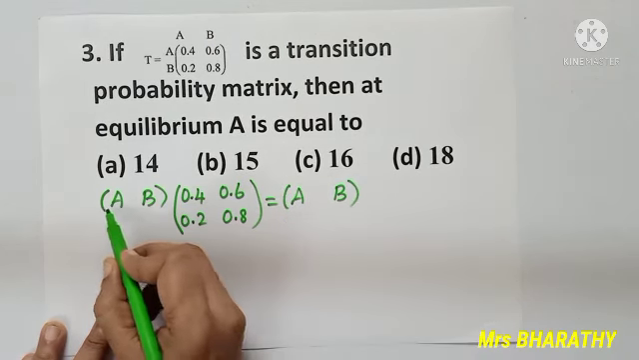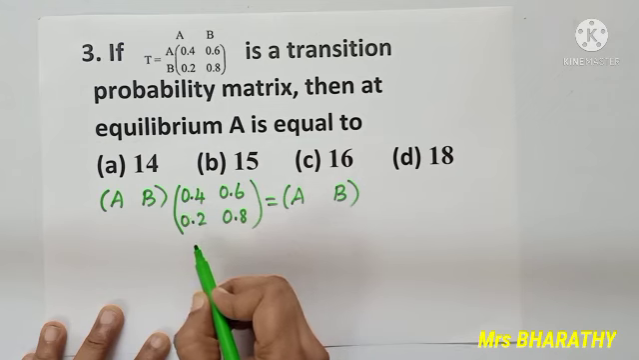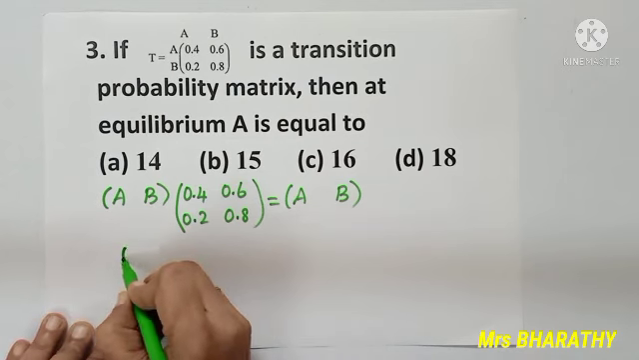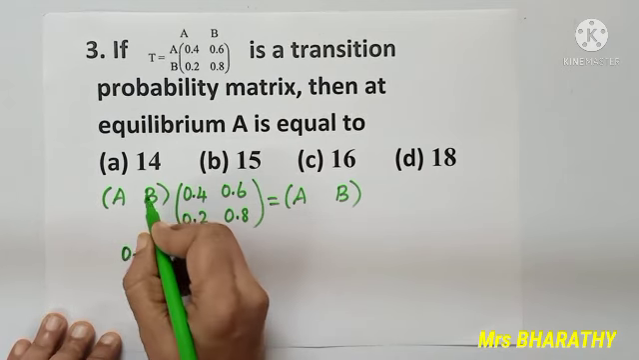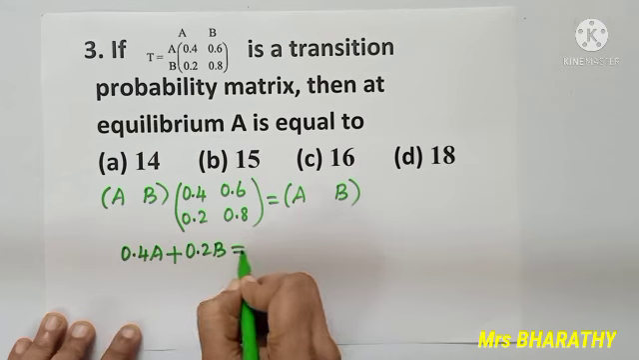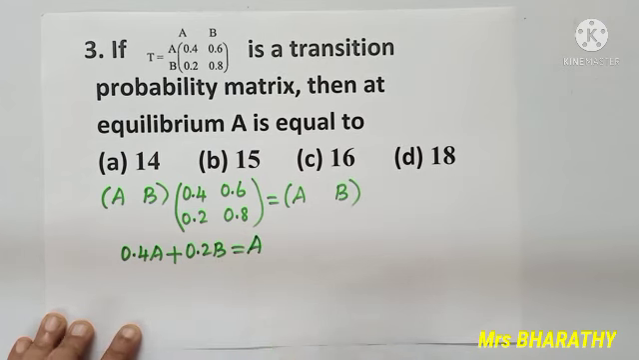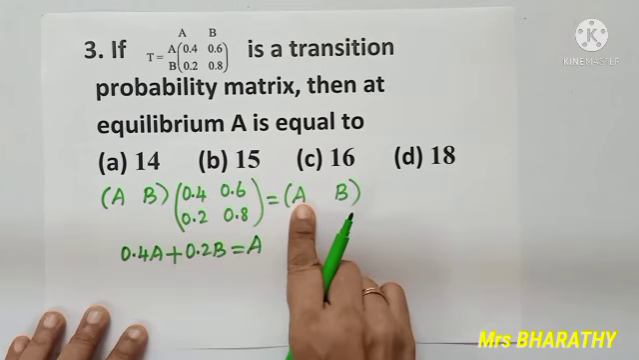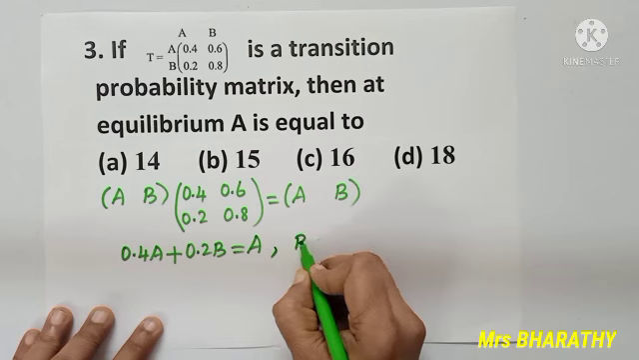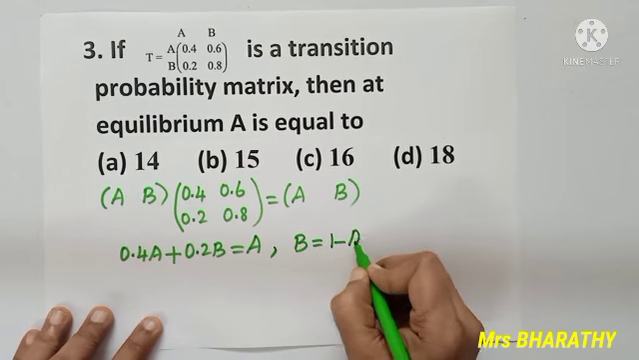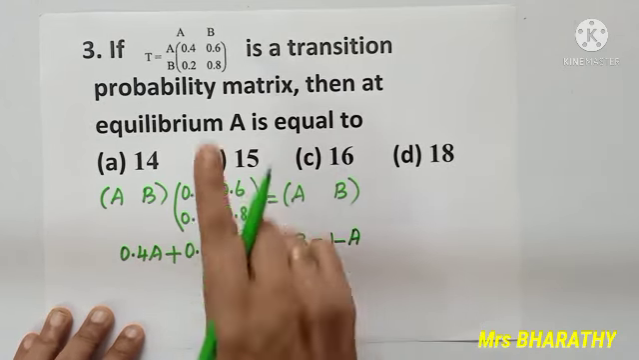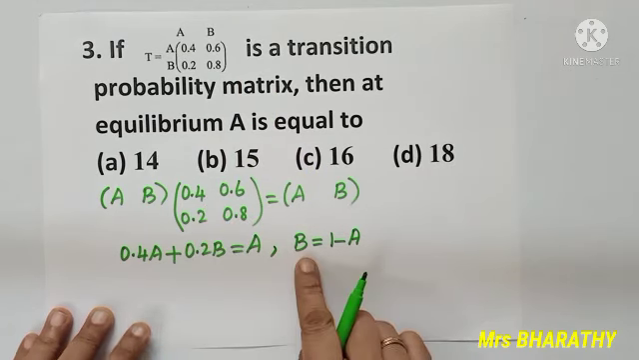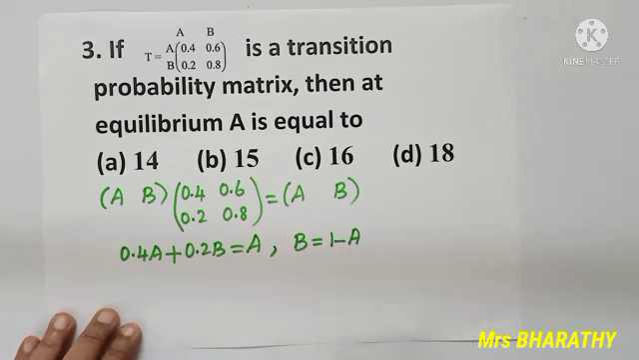Let me compare first row by first column. So first row by first column, as I multiply, 0.4A plus 0.2B, and my answer here is A. First row by first column gives me the first element. Wherever B comes, I can very well put 1 minus A. In transition probability, A plus B is always 1. So B, I can very well write 1 minus A.